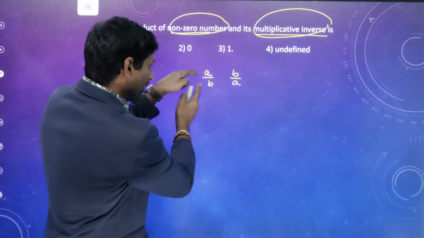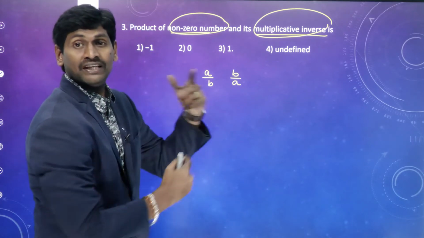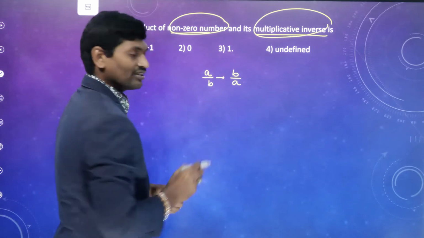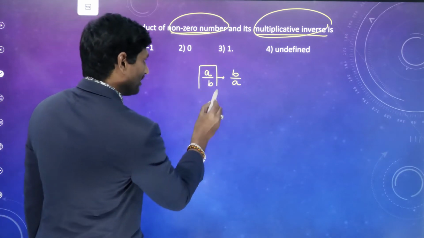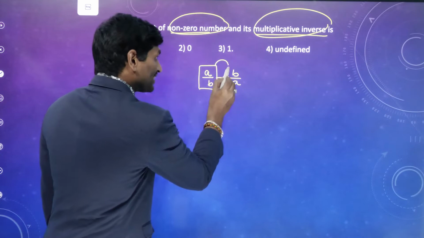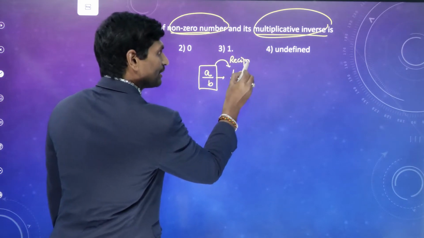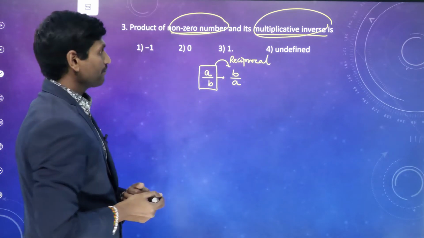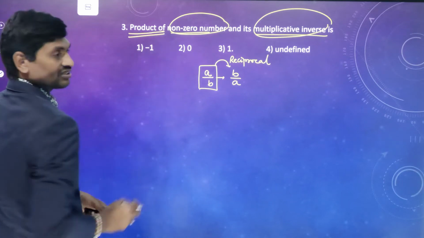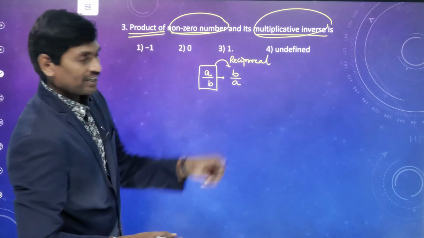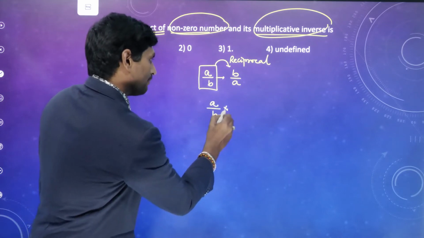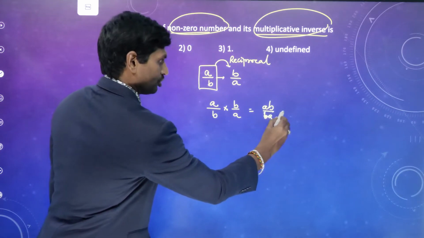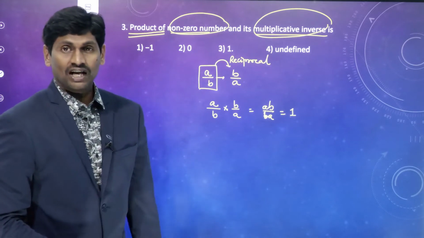The numerator and denominator positions will be interchanged. So the numerator becomes the denominator, and the denominator becomes the numerator. If a by b is a rational number, its reciprocal, which is nothing but the multiplicative inverse, will be b by a. Now what is the question? The product of a number and its multiplicative inverse. Let us multiply a by b into b by a. So ab by ba, both are the same. When you cancel it, the answer will be 1.